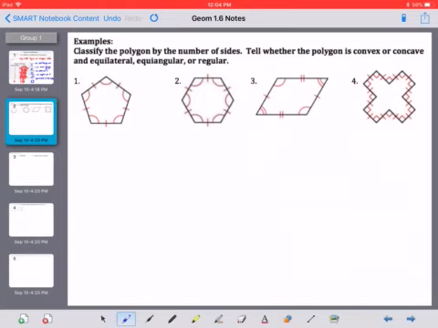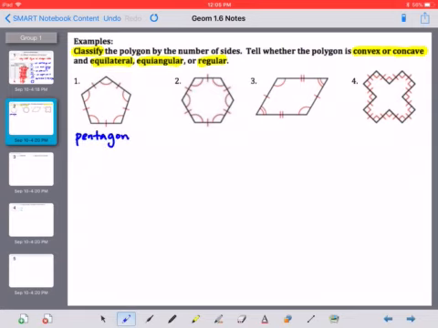So let's do some classifying with some different shapes. In these 4 examples, we're going to classify by the number of sides, and then we're going to say if it's convex or concave, and then if it's equilateral, equiangular, regular, or it could be none of those. We'll see. Okay, so number 1, look at all those sides. There's 1, 2, 3, 4, 5 sides. 5 sides means it's a pentagon.